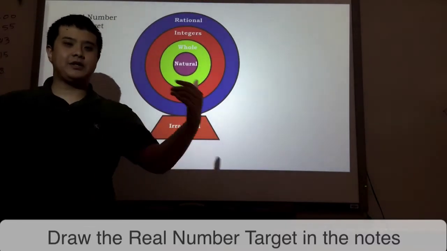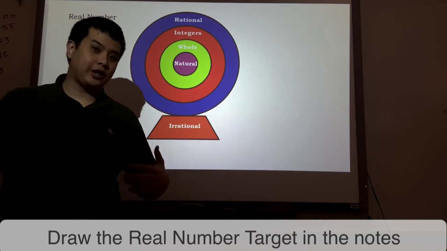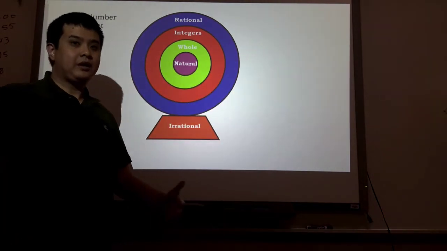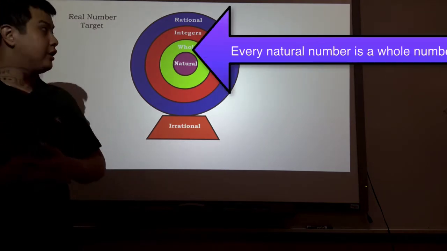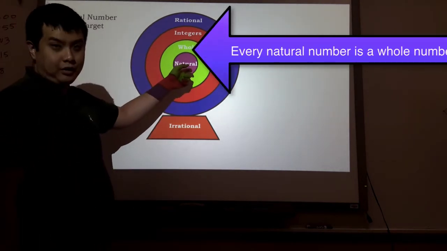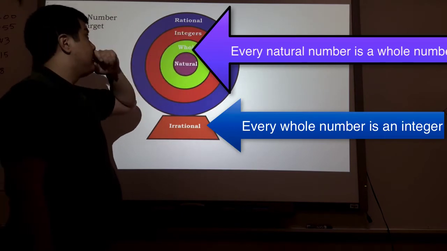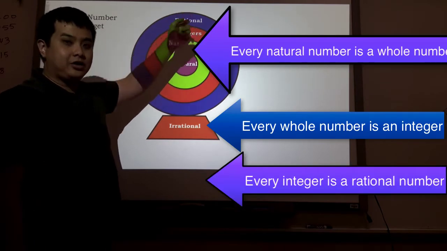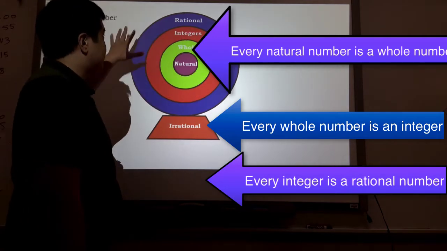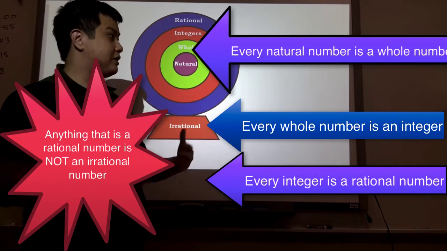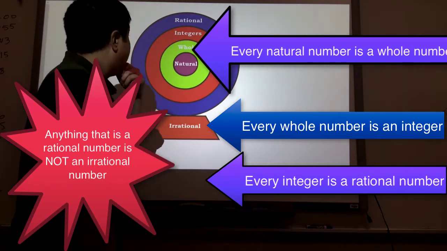Please draw this diagram inside your notes. This is called the real number target. It displays the different kinds of real numbers and how they are related to one another. For example, any number that is a natural number is also a whole number. Any number that's a whole number is also an integer. Any number that is an integer is a rational number as well. And anything that is a rational number is not an irrational number, which kind of makes sense because they are opposites of one another.